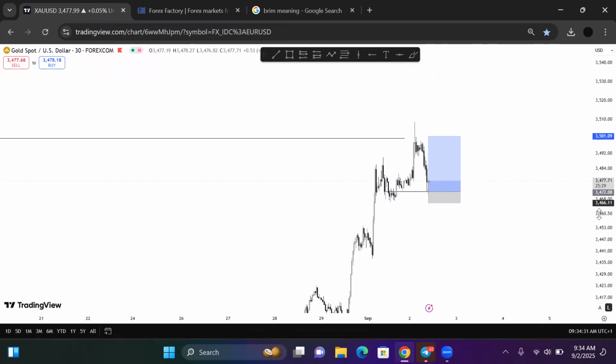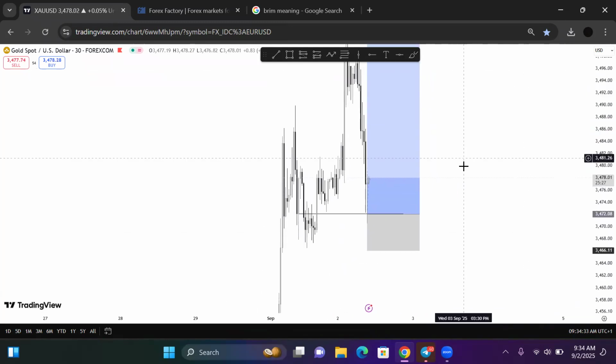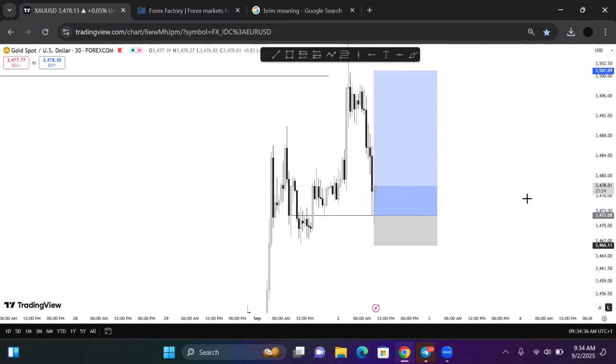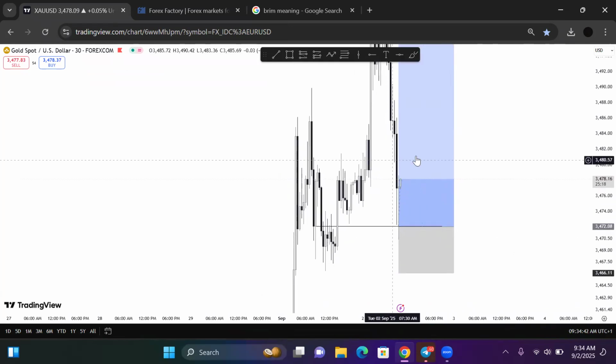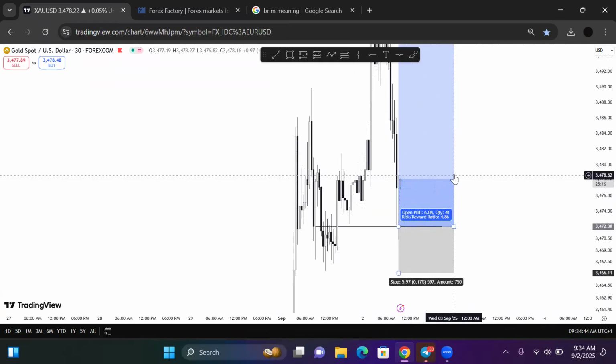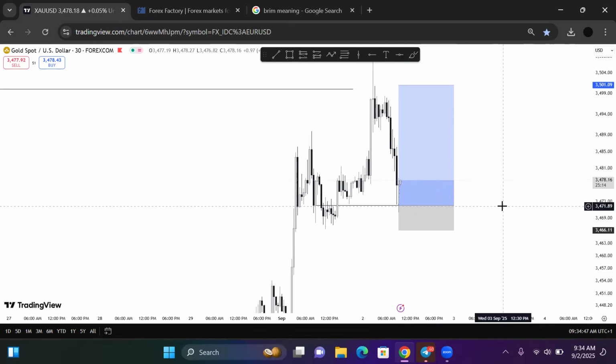This is the trade we are currently in. I'm sure everyone is in this trade now. This is the trade on gold that we are in, and currently you can see the trade is running in almost 1:1. So that's what the trade is running now.